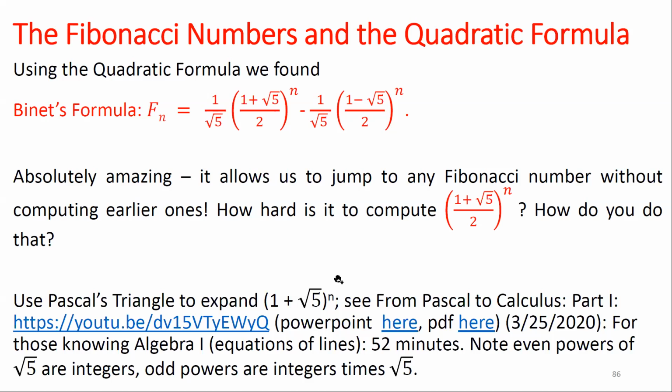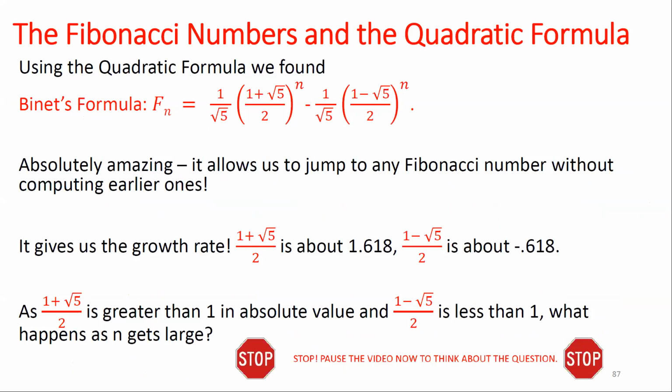What about root 5 cubed? 5 times root 5. Root 5 to the 4th? 25. Root 5 to the 5th? 25 times root 5. Root 5 to the 6th? 125. So do you see how it's alternating? Whenever you have root 5 to an even power, it's going to be an integer, and root 5 to an odd power will be an integer times root 5. So it's actually going to be pretty easy to compute this.